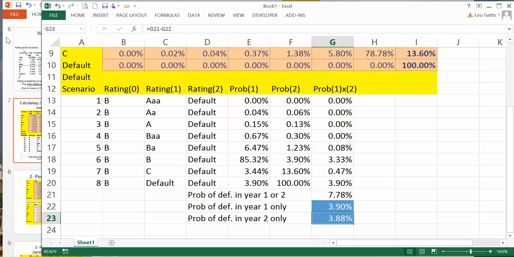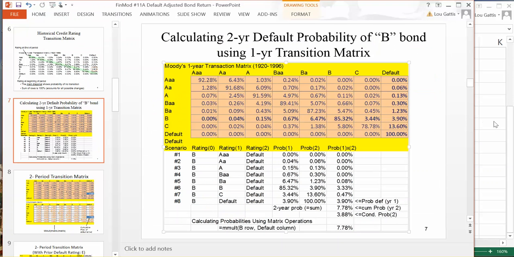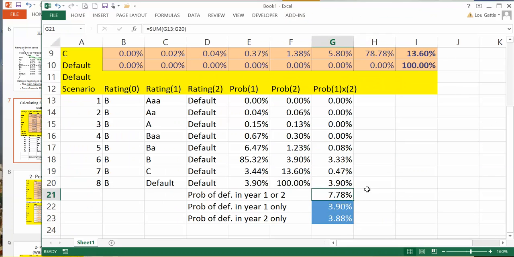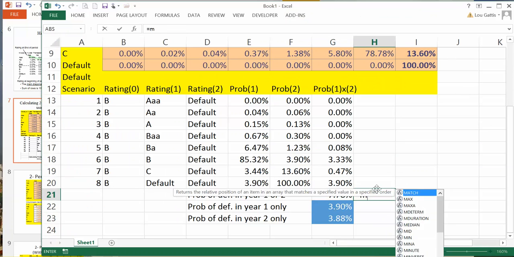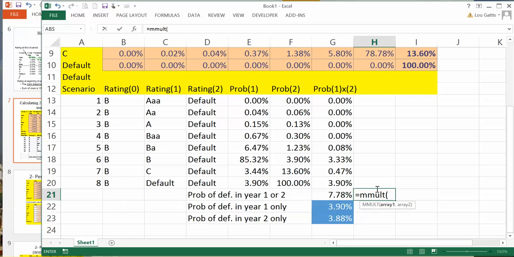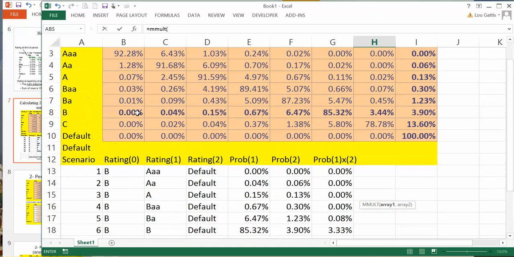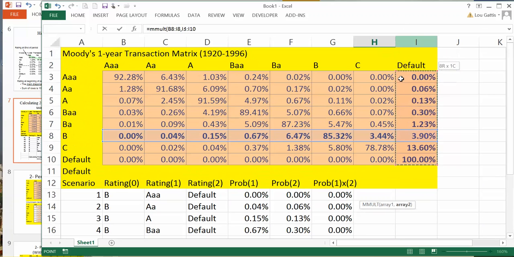Now, I could use this little matrix algebra to actually get this number here. Let me just show you. If I take an MMULT of this row and this column, Control-Shift-Enter, I will also get my 7.78.